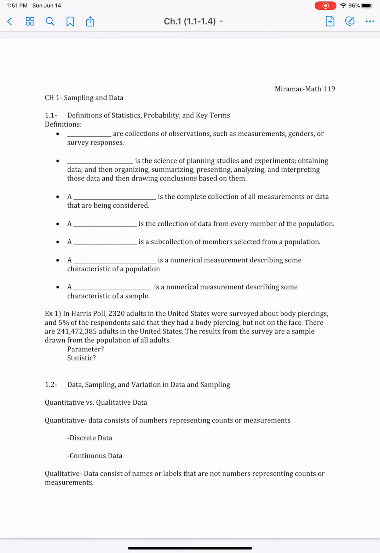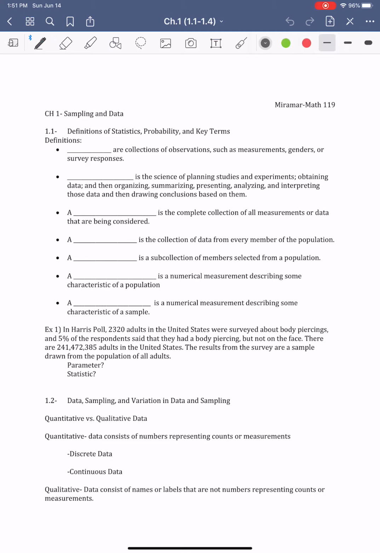Okay, so the first part, chapter 1.1, we have a couple vocabulary terms. So let's fill in the blank. The blank are a collection of observations such as measurements, genders, or survey responses. We call this data. Blank is the science of planning studies and experiments, obtaining data, and then organizing, summarizing, presenting, analyzing, and interpreting that data, and then drawing conclusions based on them. This is statistics.